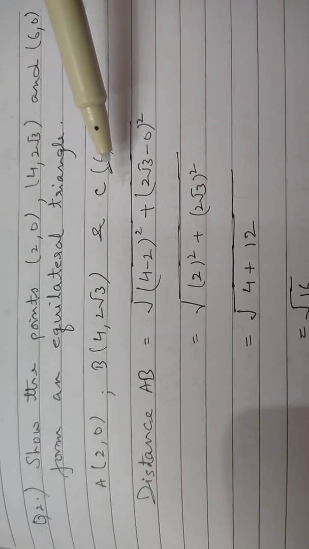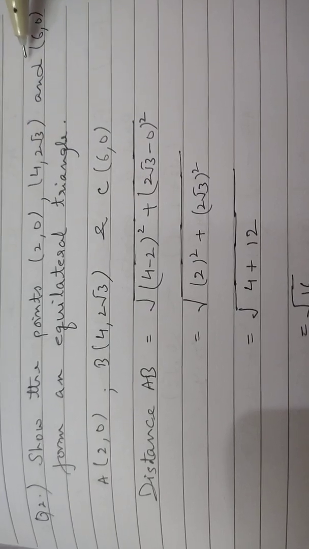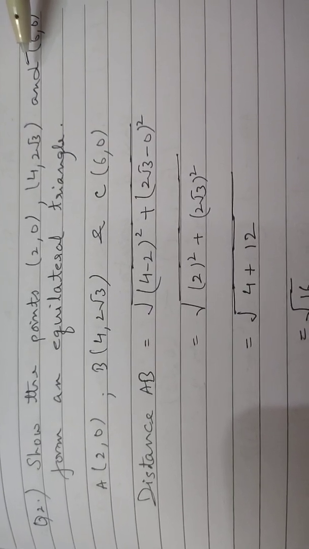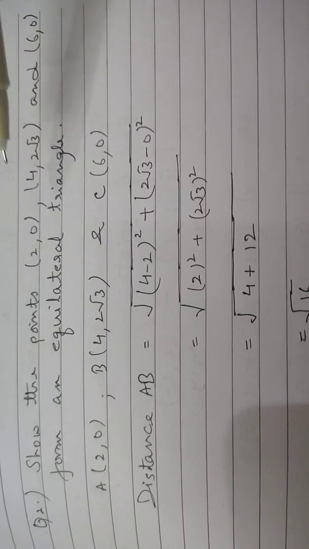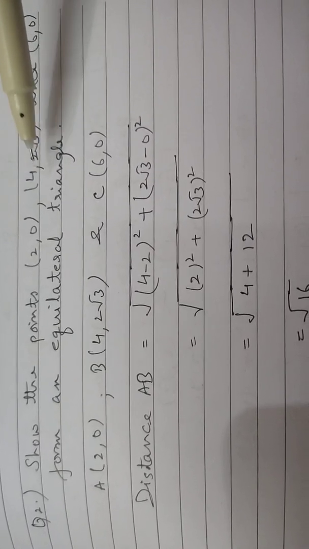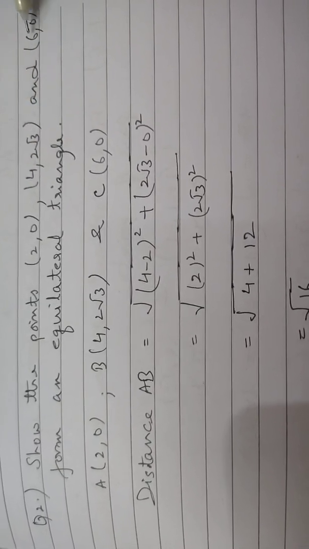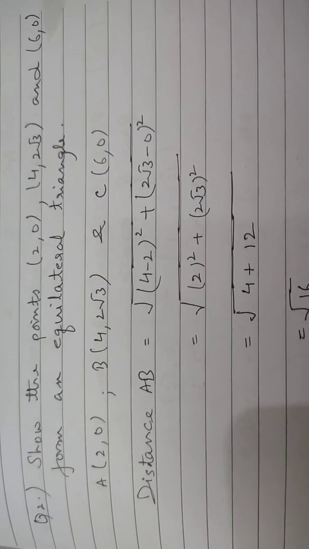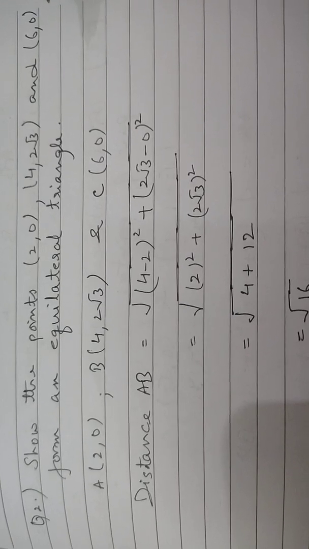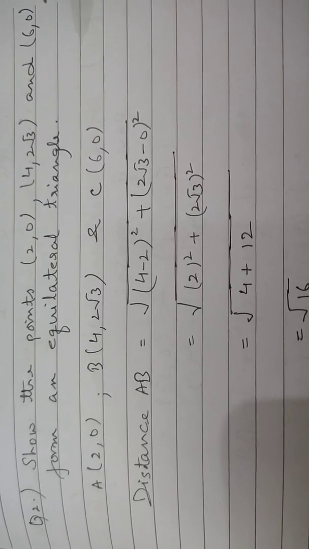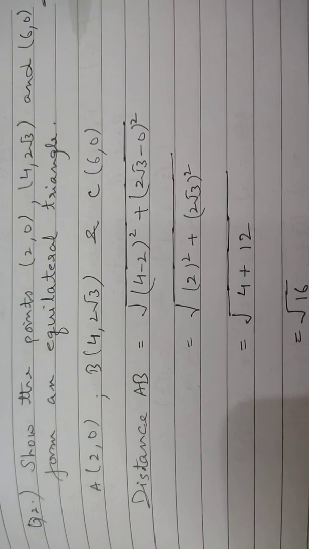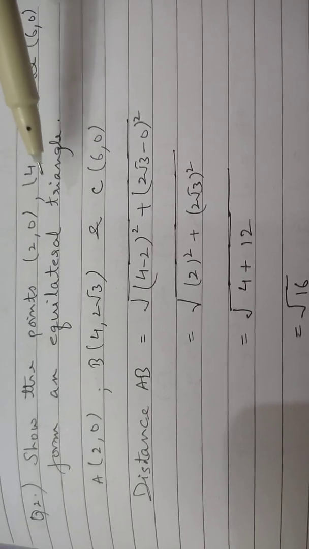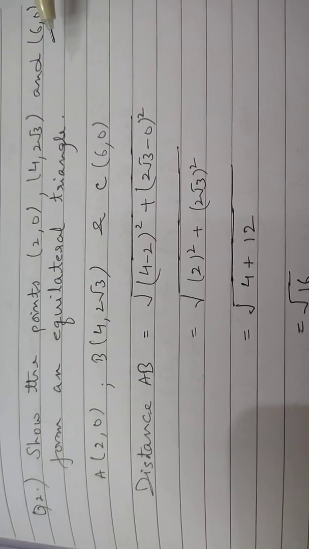Now first of all, in order to prove that these 3 points are forming an equilateral triangle, I'm going to first take out the distance between the first 2 points, then the distance between the last 2 points, and then the distance between the first and the last point. After taking out the 3 distances by using the distance formula, if the distance in all the 3 cases comes out to be the same, then it is proved that the given points are going to form an equilateral triangle.